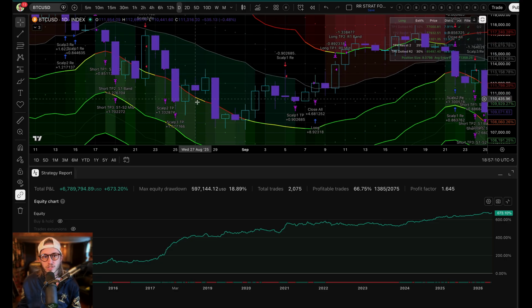So we were in shorts here all the way down. It bounced up and connected with that midline and re-entered. So that was a nice trade that would not have happened if you were using close-based execution because it did not close anywhere near that.